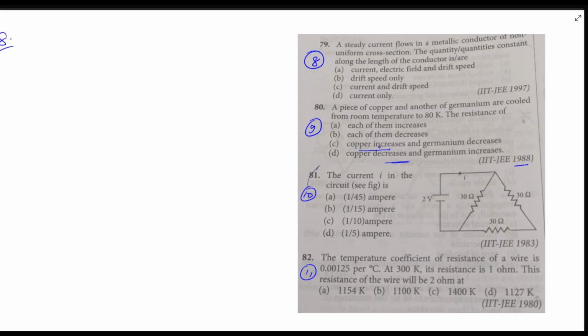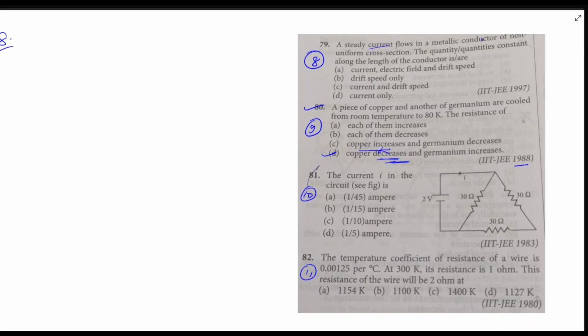No, as the temperature of copper decreases, the resistance will decrease, right? So D is the option. This time D is the option. Because as temperature decreases, the resistivity of the conductor will decrease, right? So D will be the option. It's a nice, interesting question.